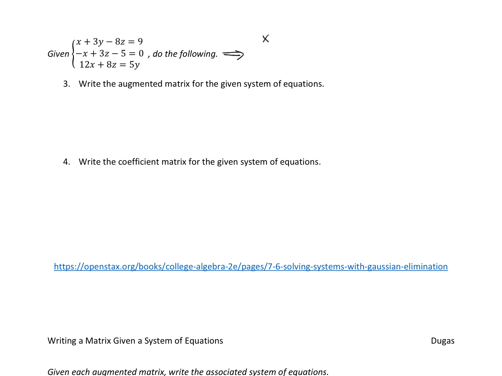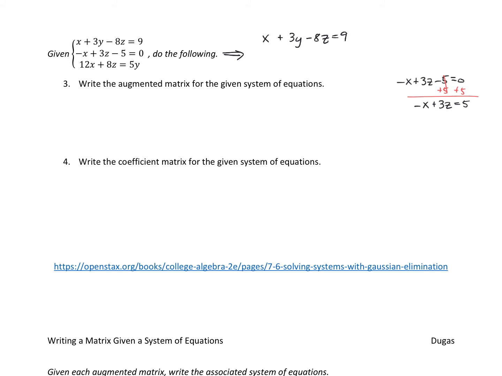So we're going to have x plus 3y minus 8z is equal to 9, so that doesn't change. But the second equation, we have negative x plus 3z minus 5 equals 0. We really want this minus 5 to be on the right. So I could add 5 to both sides, and that would give me negative x plus 3z is equal to 5.